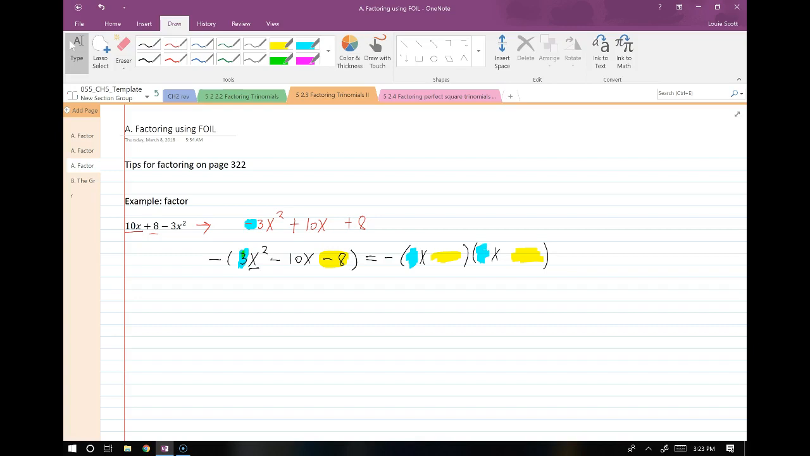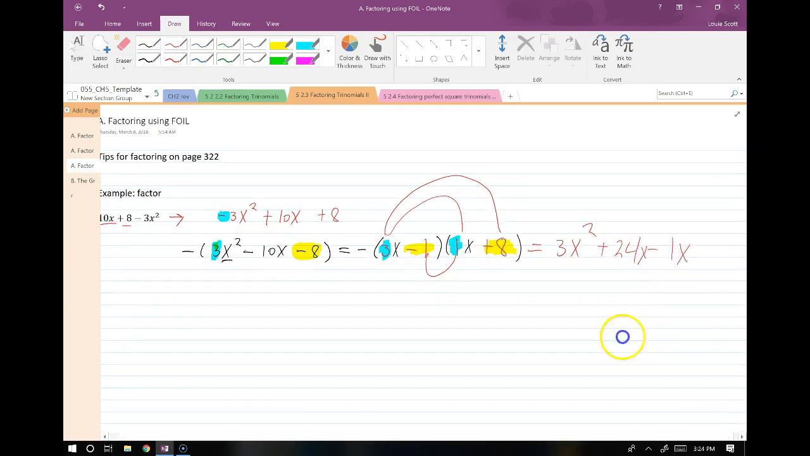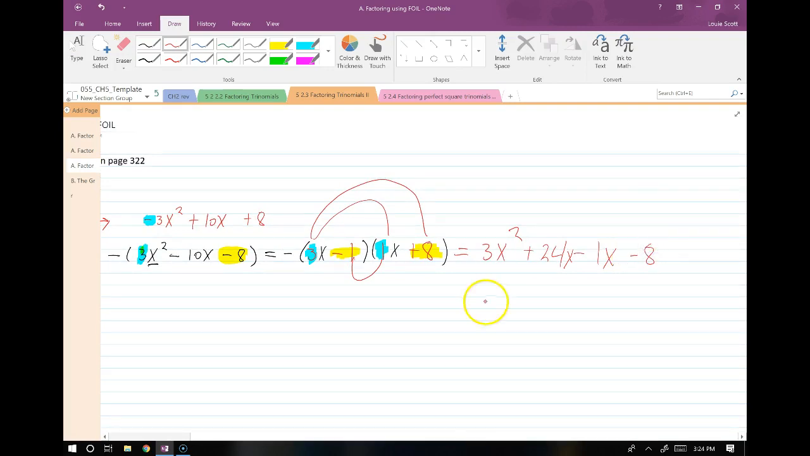You might have tried a 3 and a 1 here. And there's a -8 there, so maybe we'll try a -1 here and a +8 here. Probably what we did on the first one. So then we FOIL that out. 3x squared. 3 times +8 gives us +24x. -1x. 1 times 8 gives us 8. This is not what we were looking for. 3x squared plus 23x minus 8. Our middle term did not match, so this is definitely not a good factor.